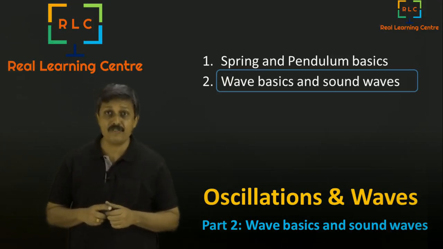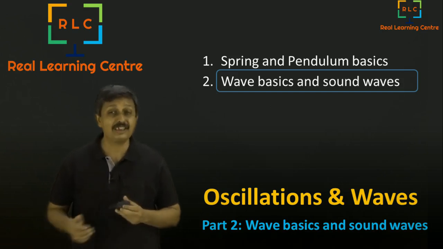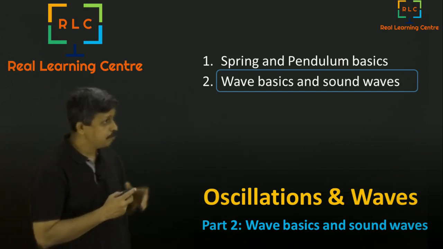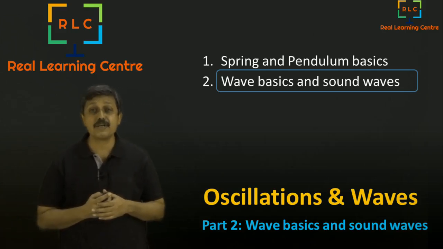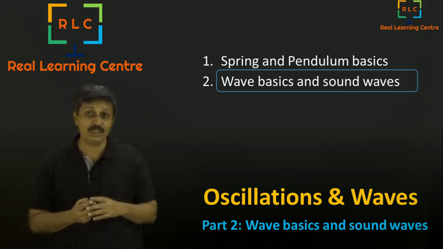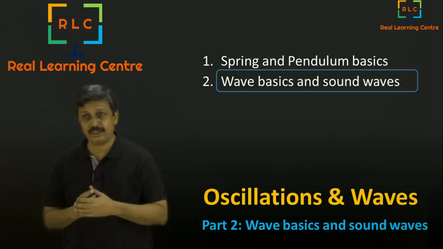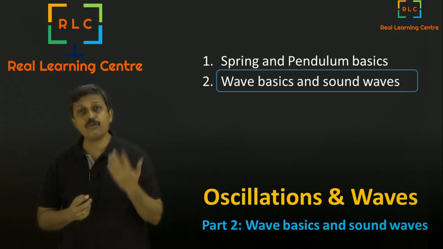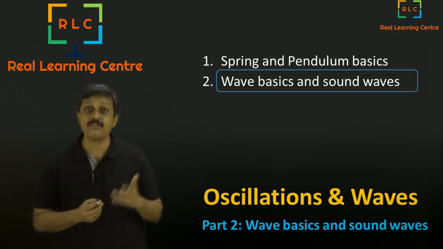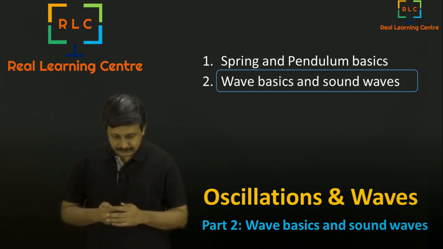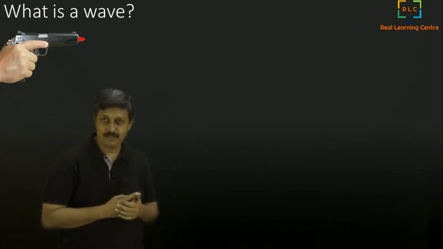So we're continuing with our discussion on oscillations and waves. We have completed the basics of spring and pendulum. Basically, we talked about oscillations. What is an oscillation? What is a vibration? These are things we talked about. Now we move on to wave basics, where we understand what is a wave. So let's start with a basic understanding of what a wave is.